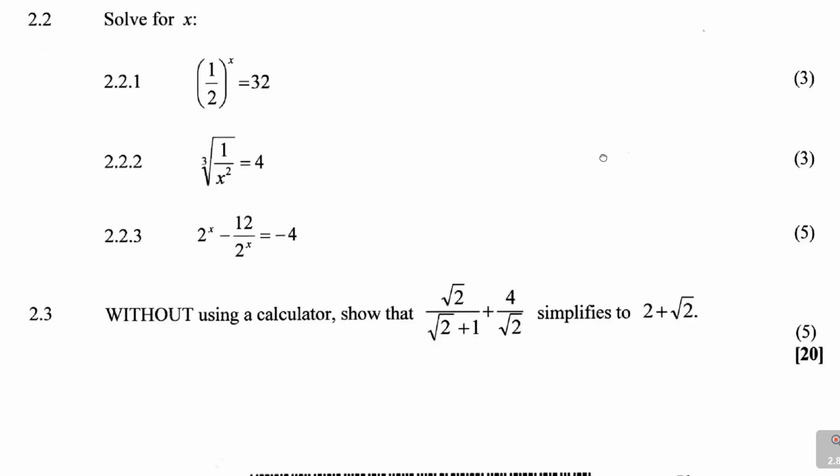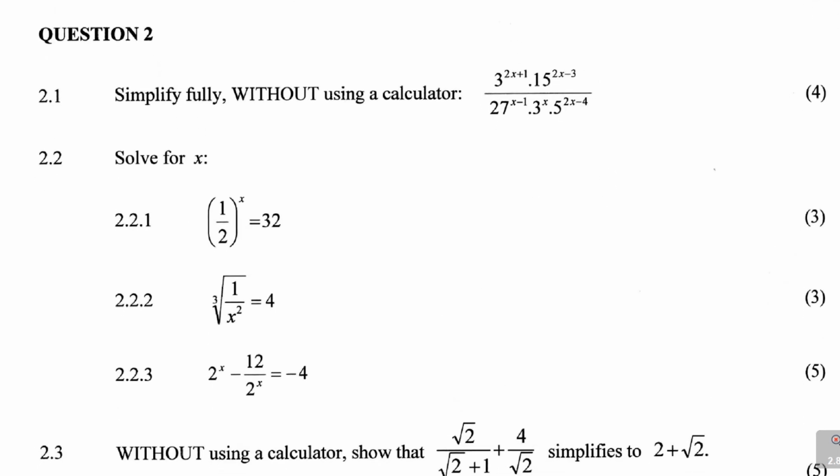How many marks? 20 marks in total. Question number 2. So look at this. If you were the one sitting for this paper, how do you think you're going to perform? 2.1, simplify fully without, they put it in capital letters, using a calculator. Now let me show you what they mean when they say without a calculator.